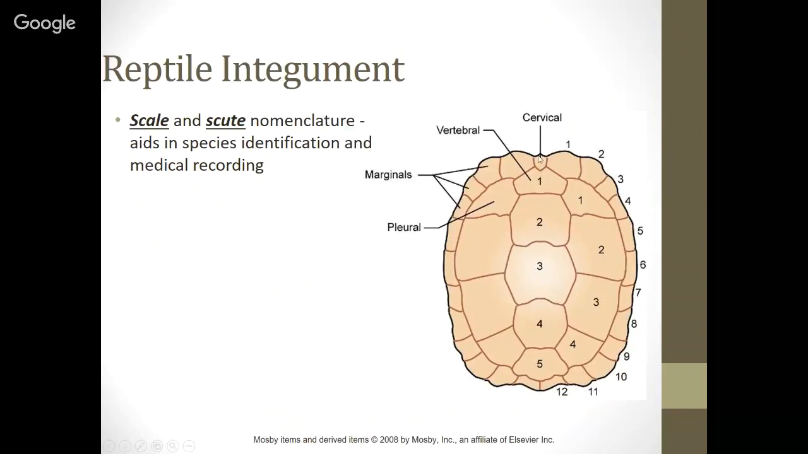We have a cervical scale, and 1, 2, 3, 4, 5, and we have our pleural scales and our marginal scales. So cervical, vertebral, pleural, and marginal scales.